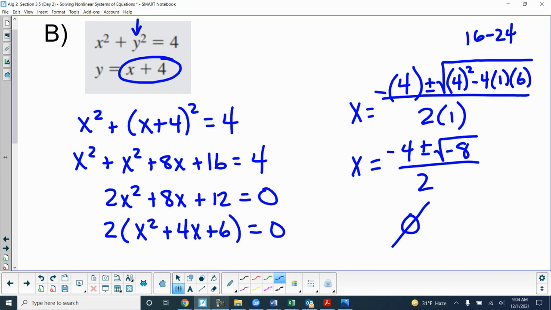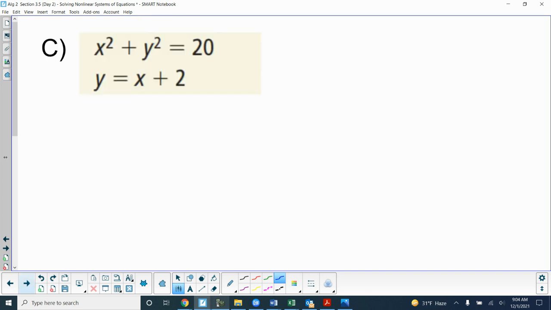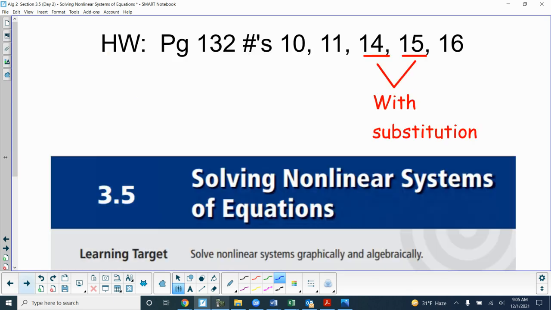Do we understand this substitution method? Do we need to do another one? No, I think we're fine, aren't we? All right. Again, we would take x plus 2 and put it where? In for the y squared, right? And then go from there like we were doing. All right, you guys did an awesome job again today. There's your assignment. Those two that are underlined, 14 and 15, are the ones with the circles. So use substitution for those, okay?